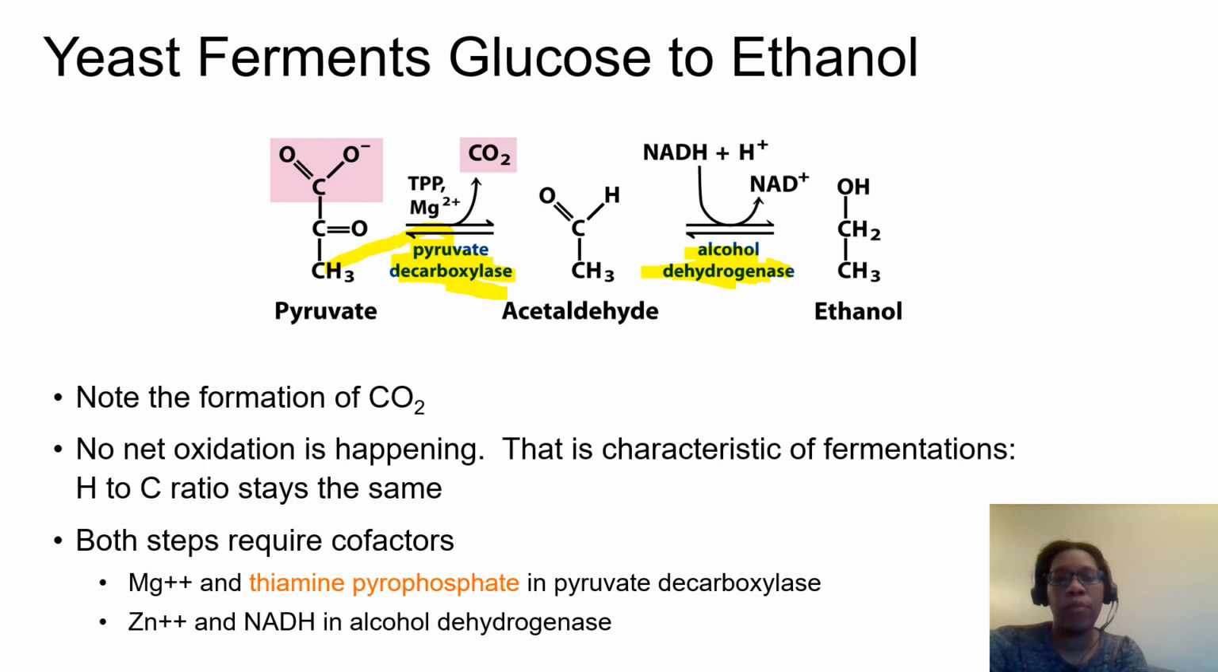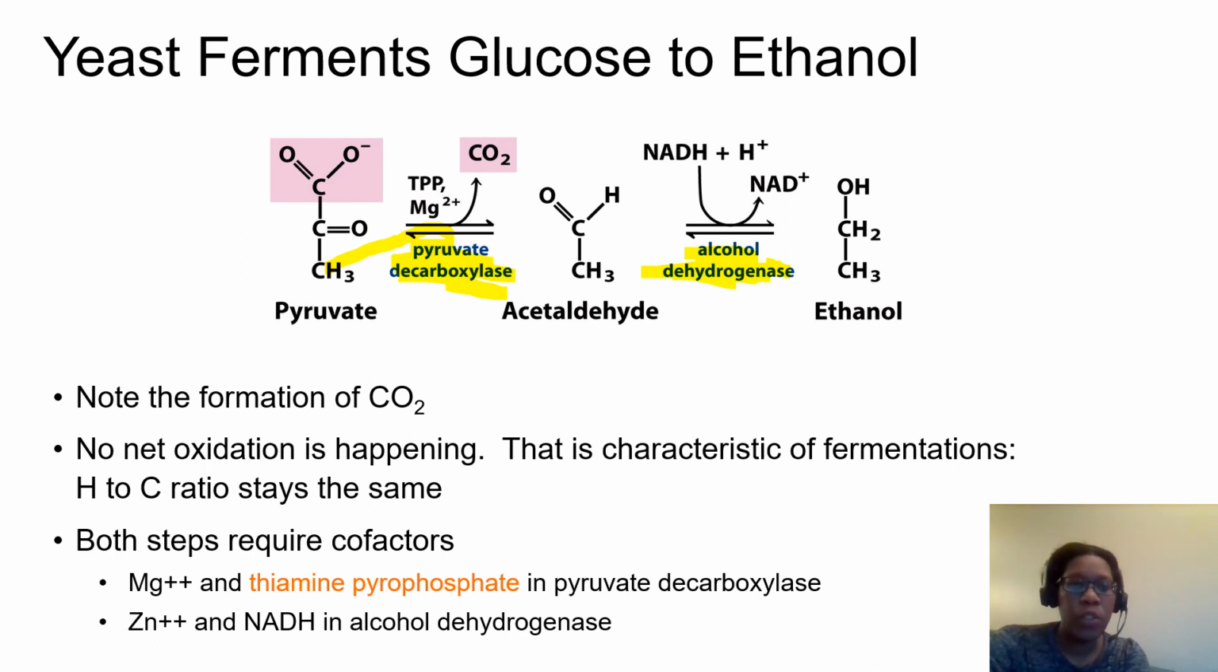And that way we have regenerated NAD+, because we need that for glycolysis. Yeast have this alcohol dehydrogenase, but we also have an alcohol dehydrogenase, so we can get the reverse reaction so that we can metabolize alcohol. So note the formation of CO2. There's no net oxidation happening, and that's characteristic of fermentation. That hydrogen to carbon ratio stays the same.